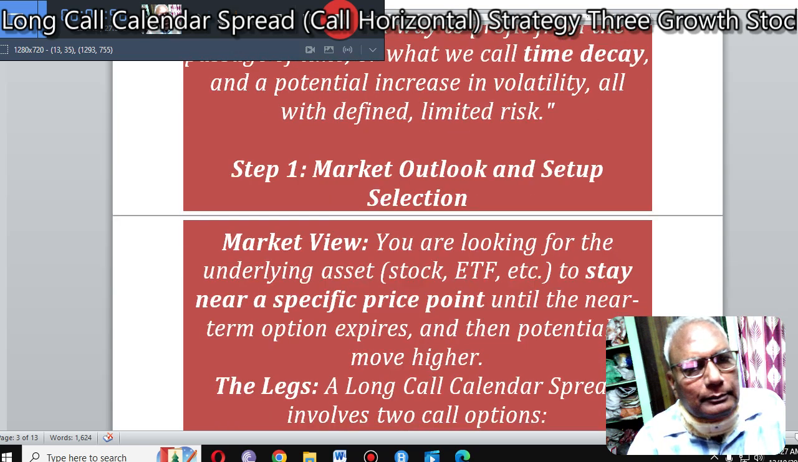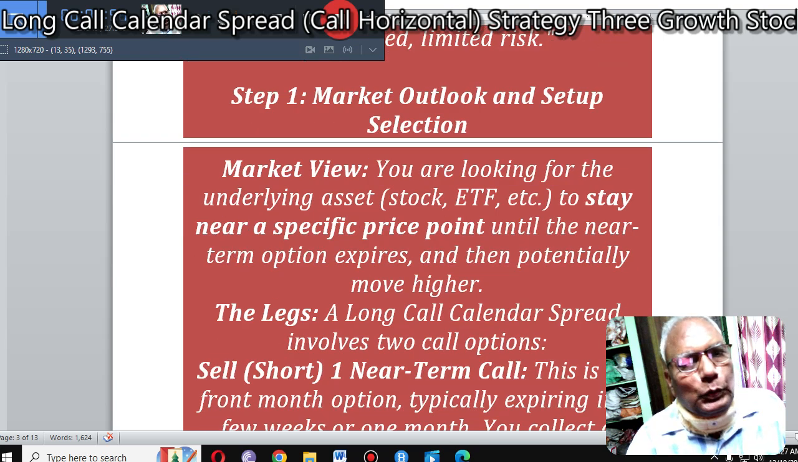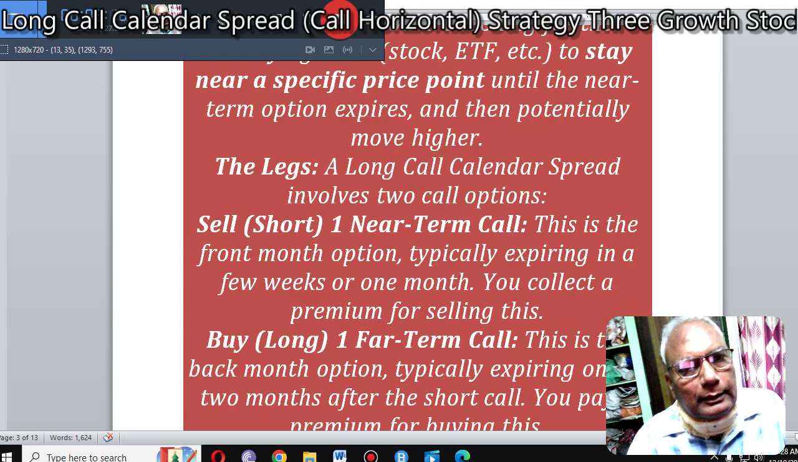Step 1: Market outlook and setup selection. Market view: you are looking for the underlying asset, that is a stock or ETF, etc., to stay near a specific price point until the near-term option expires, and then potentially move higher.